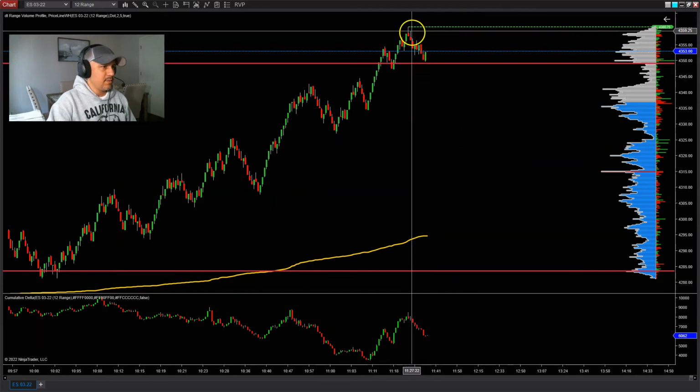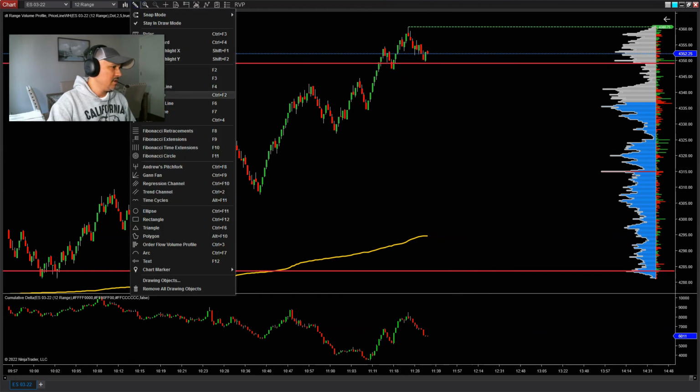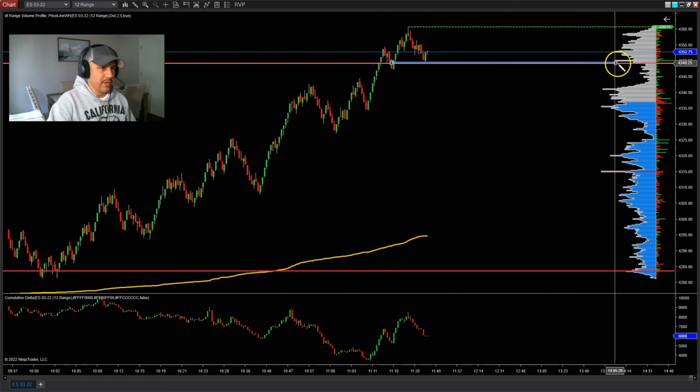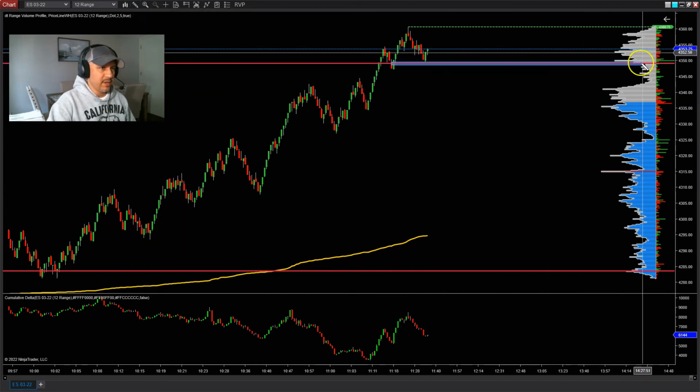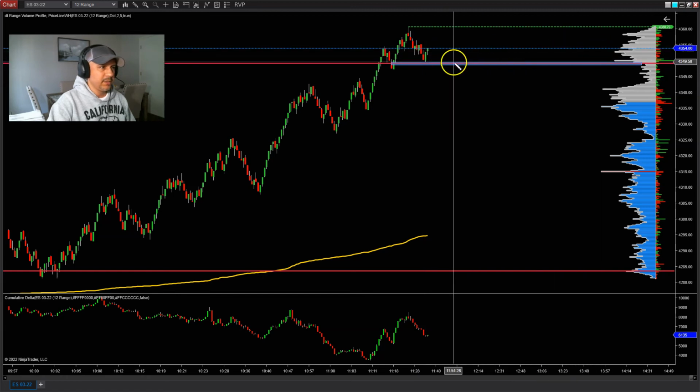Quick little scalp. Price came down to the small little area of demand right here. I'll show it to you. Off the 12 range, okay? Little area right here, right below this high volume area. Came down, bounced right here. Green candle. I just took it for a point back up to this area right here.